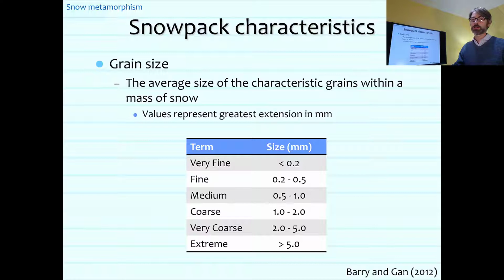Another important characteristic for the snowpack is the grain size. And so here's a number of different scales. The average size of the characteristic grains within a mass of snow is given here, and these values represent the greatest extension in millimeters. We can rate grain sizes very fine, fine, medium, coarse, very coarse, or extreme, and here we go from 0.2 millimeters all the way up to greater than 5 millimeters.